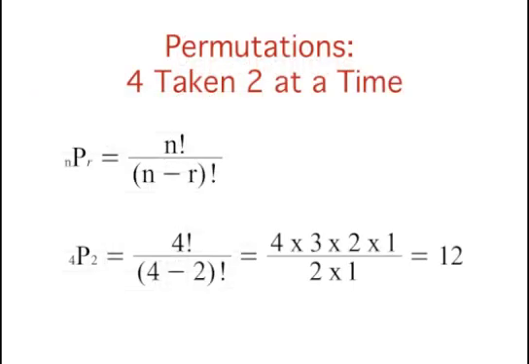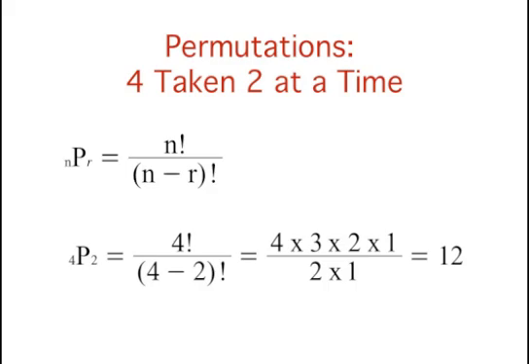More formally, this question is asking the number of permutations of 4 things taken 2 at a time. The general formula is shown on the top. nPr is the number of permutations of n things taken r at a time. In other words, it is the number of ways r things can be selected from a group of n things. The formula for 4 things taken 2 at a time is shown on the bottom.